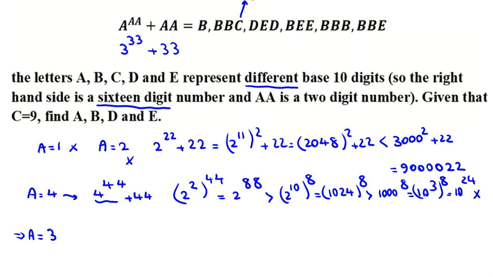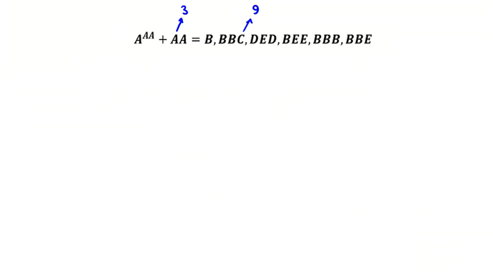Now we found A. A is 3. Also the problem says C is 9. So what numbers are left? B, D, and E. Okay, so for finding the other digits, we want to find B and E.